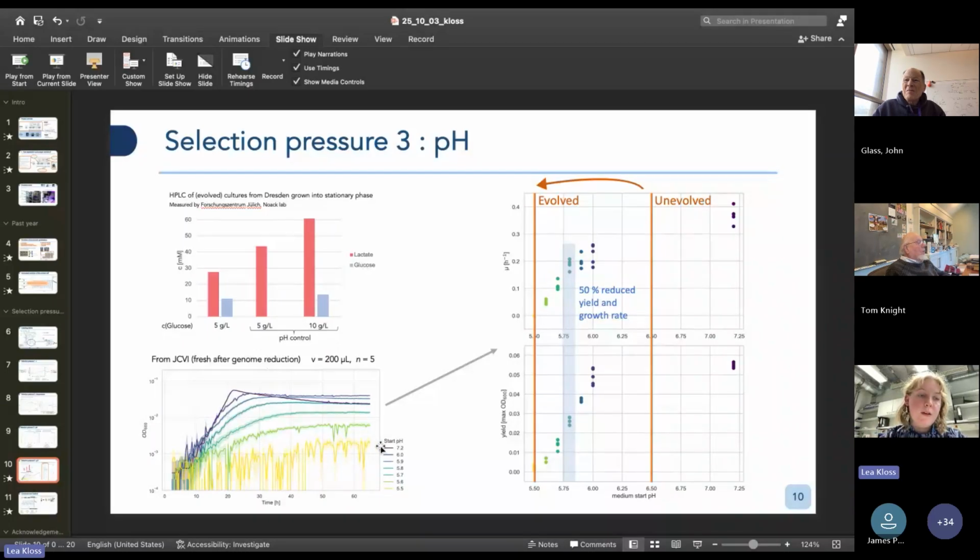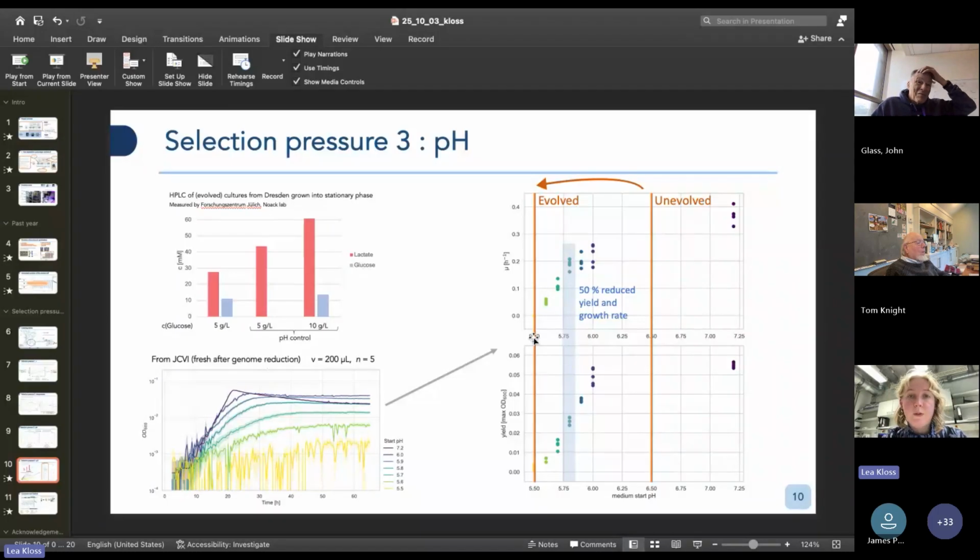pH studies on how much pH can be tolerated, which you can see here. I just measured optical density and then calculated growth rates and yields. And I also put, from the slide before, the medium end pH of the cells from the JCVI compared to the ones from Dresden, so the evolved ones. Basically, the cells we got from the JCVI have an end pH which is definitely above their tolerance, but the ones from Dresden end up at a pH of 5.5, in which they do not grow anymore.